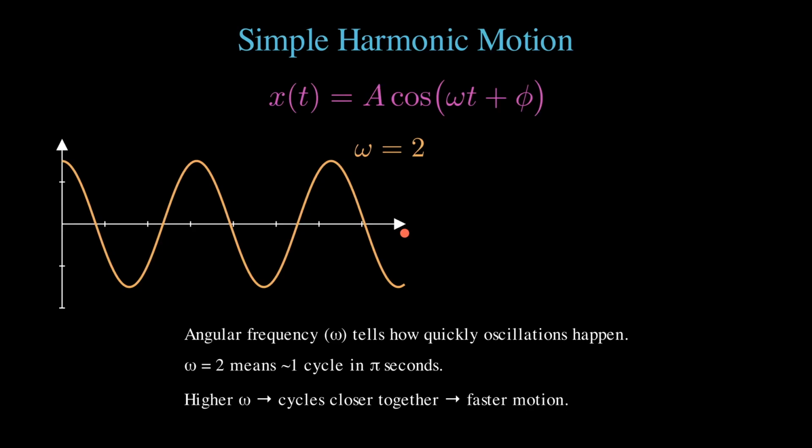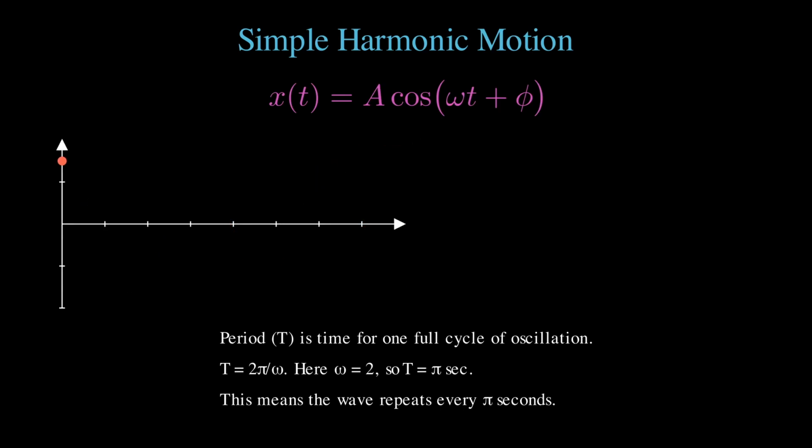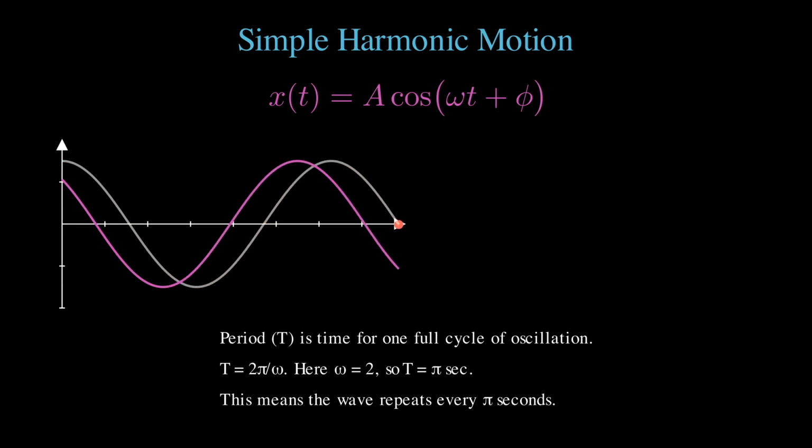Period, capital T, is the time for one full cycle of oscillation. T equals 2 pi over omega. Here omega equals 2, so T equals pi seconds. This means the wave repeats every pi seconds. Phase shift phi moves the wave horizontally. Phi equals pi over 4 shifts the wave by 1/8 of a cycle to the right. The white curve is unshifted. The pink curve is shifted.